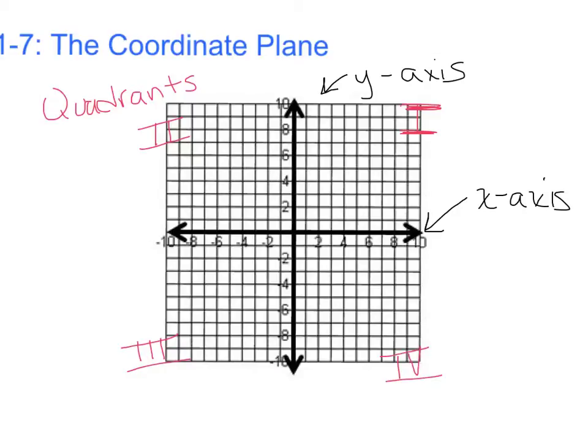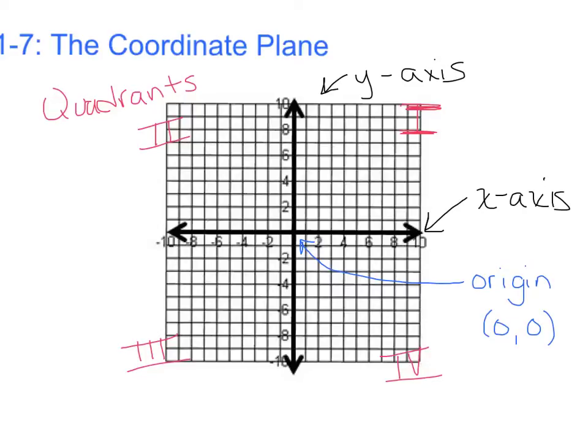One special point is where all 4 quadrants meet, when the 2 axes intersect or cross. We call this the origin, because it's where everything originates, where our number lines originate. So this is the point 0, 0, which is an example of an ordered pair.